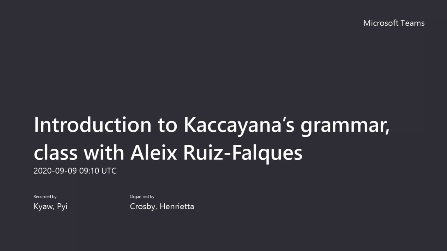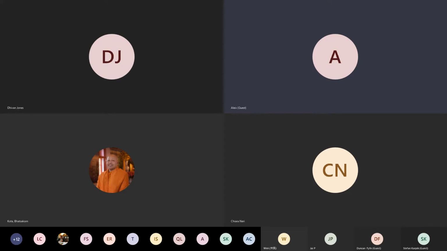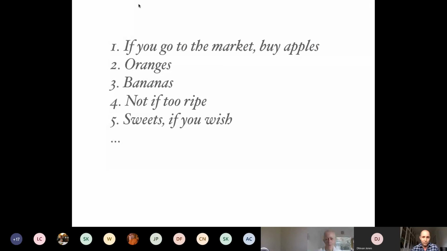Exactly whether rule number 4 applies only to bananas or to all the other fruits that have been mentioned. But probably, intuitively, you will understand that it just refers to bananas. So you buy apples, oranges, bananas, but don't buy bananas if they are too ripe. That would be the full meaning of rule number 4. And then rule number 5, sweets if you wish.